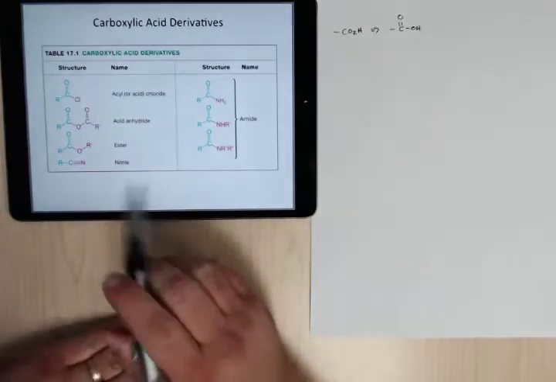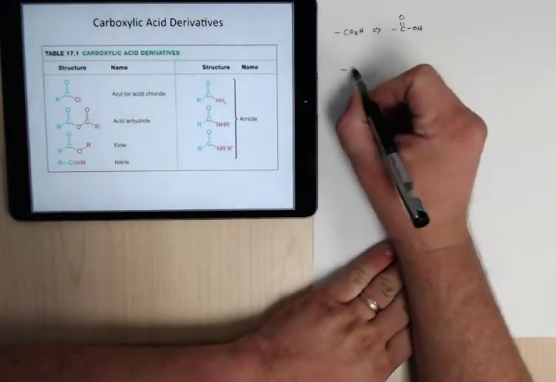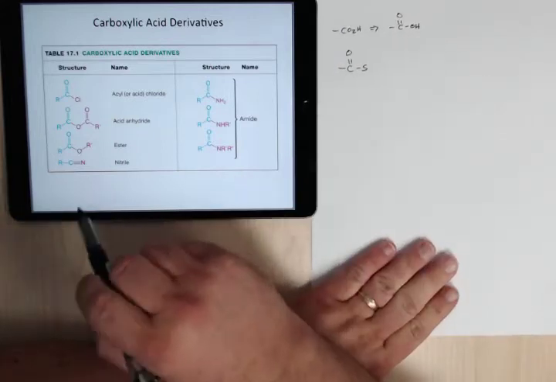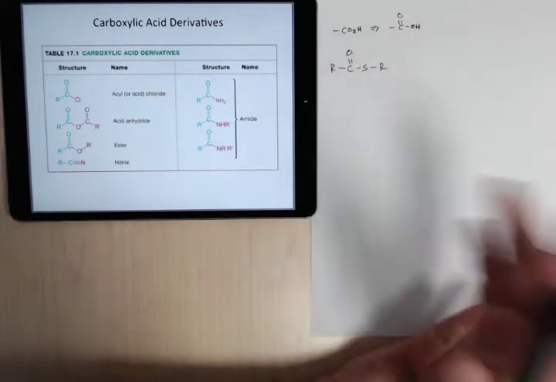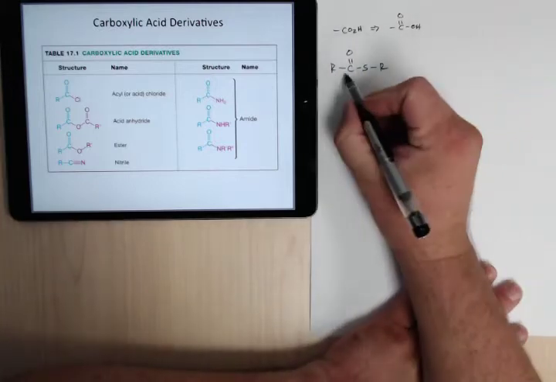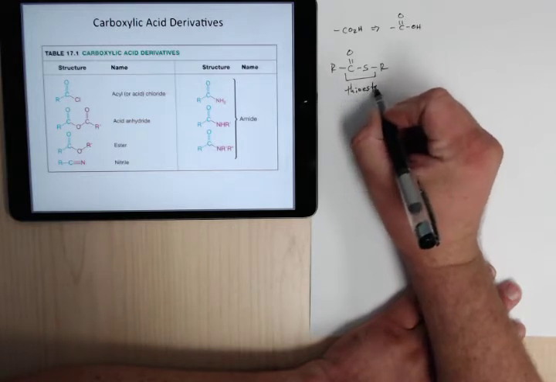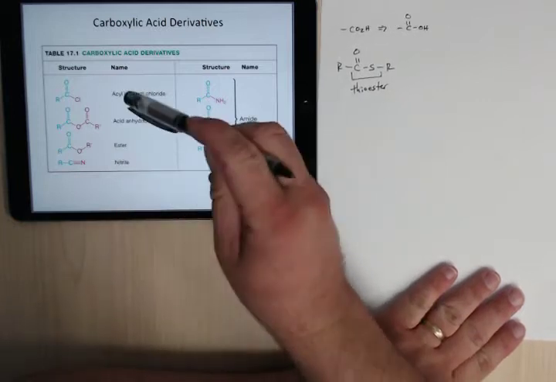Okay. Now we're going to be talking about these different groups. There's another one in here, you'll see it's the sulfur version of an ester. So an R group is just any sort of carbon group. It doesn't matter. So this is called a thioester. You'll see this pop up from time to time. You'll see it with me as well.